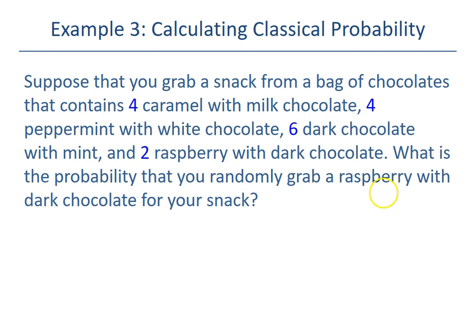Okay, we're going to take a look now at something a little more challenging. Suppose you grab a snack from a bag of chocolates that contain 4 caramel with milk chocolate, 4 peppermint with white chocolate, a lot of chocolate here, 6 dark chocolate with mint, and 2 raspberries with dark chocolate. Now, what is the probability that you randomly grab a raspberry with dark chocolate for your snack?